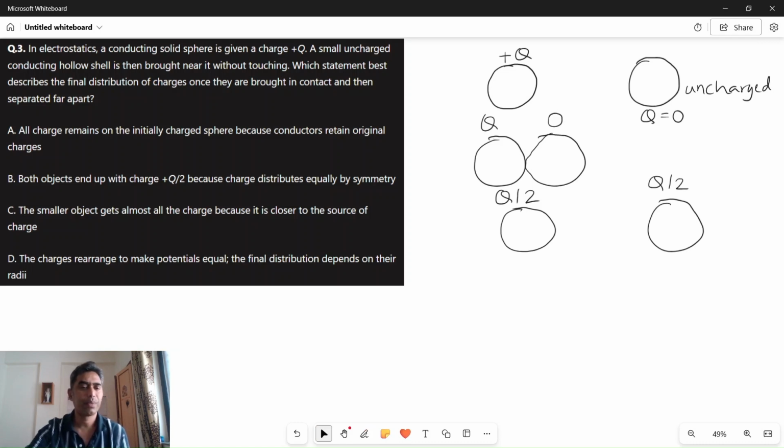Okay, looking at the options, all charge remains on the initially charged sphere, because both the objects end up with charge plus Q by 2. Okay, B is correct. I think the smaller object gets more charge remains. No, B is correct. So option B, charge will get distributed equally amongst both the spheres.